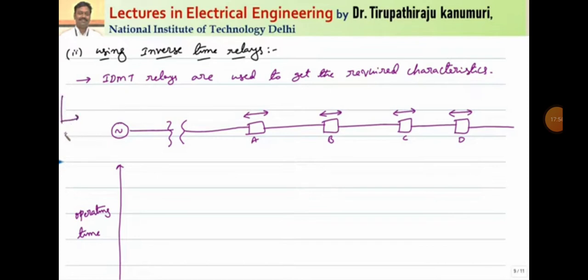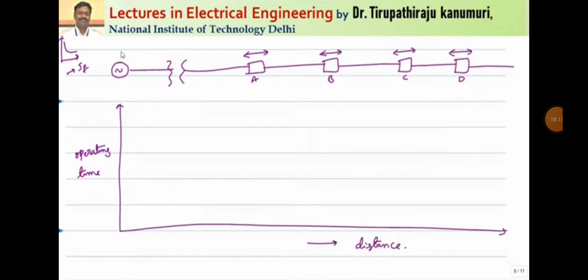IDMT relay characteristics will be like this. Let us take the time of operation against the value of the fault current. The time of operation is inversely proportional to the magnitude of the fault current. That means if the fault current is less, it takes more time. If the fault current is more, it takes less time. So based on these characteristics, we can get our required things.